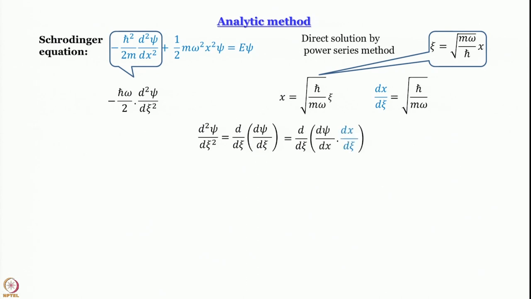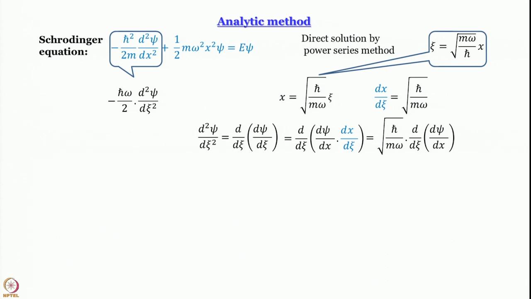So, what is d psi d xi? D psi d xi is d psi dx multiplied by dx d xi. I hope all of us are familiar with changing the variable during differentiation. This is how we do it. So, d psi d xi is equal to d psi dx multiplied by dx d xi. That is what we are going to use, okay. And then we are going to differentiate it with respect to xi once again. So, let us do that.